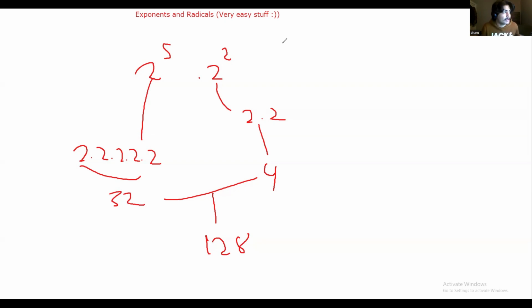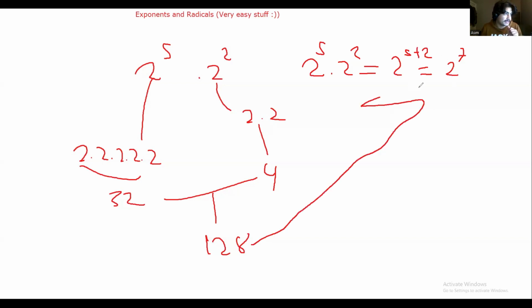What you want to do is, if you're multiplying an exponential expression, you would say 2 to the 5th power times 2 to the 2nd power. You can write this as 2 to the 5th power plus 2, which is also equal to 2 to the 7th power. Which means if you're multiplying two exponents and you have the same base, you can add the exponents together. So actually, 128 is equal to 2 to the 7th power, because we know that if the base is the same and we're multiplying, we can add the exponents together.